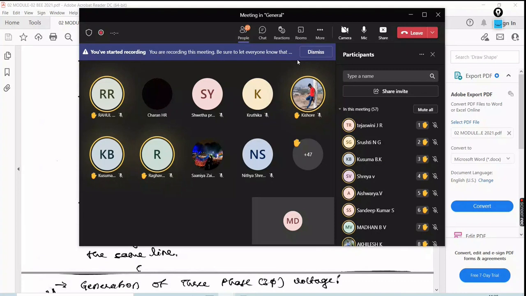A motor is nothing but a machine which converts electrical energy into mechanical energy. Got my point now?